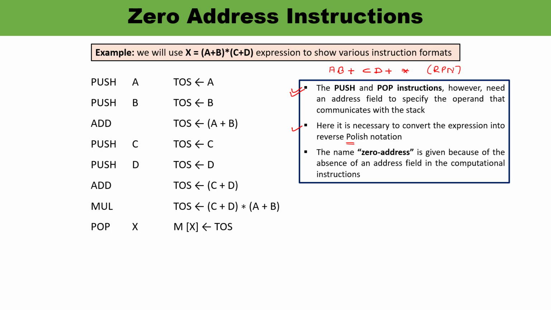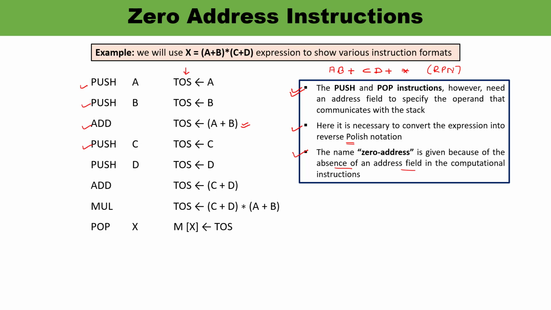And why is it known as zero address? Because of the absence of an address field in the computational instruction. You are not going to find any address field. Push and pop instructions will be used. And TOS denotes the top of the stack. See, push A means pushing the content at the top of the stack. Push B, pushing the content at the top of the stack. Now adding the content of these two, A and B.